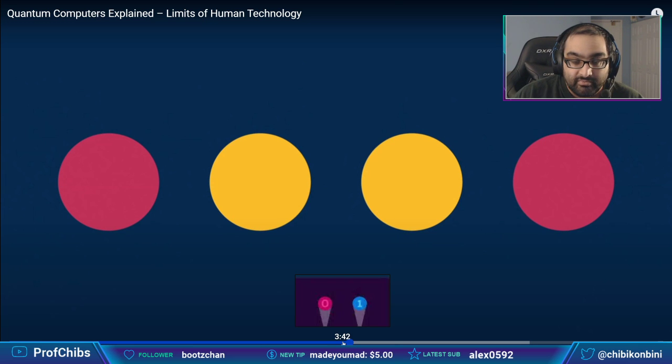So it's crazy. It's pretty crazy how fast they can do calculations with qubits in comparison to the current computers that we have with current architecture.